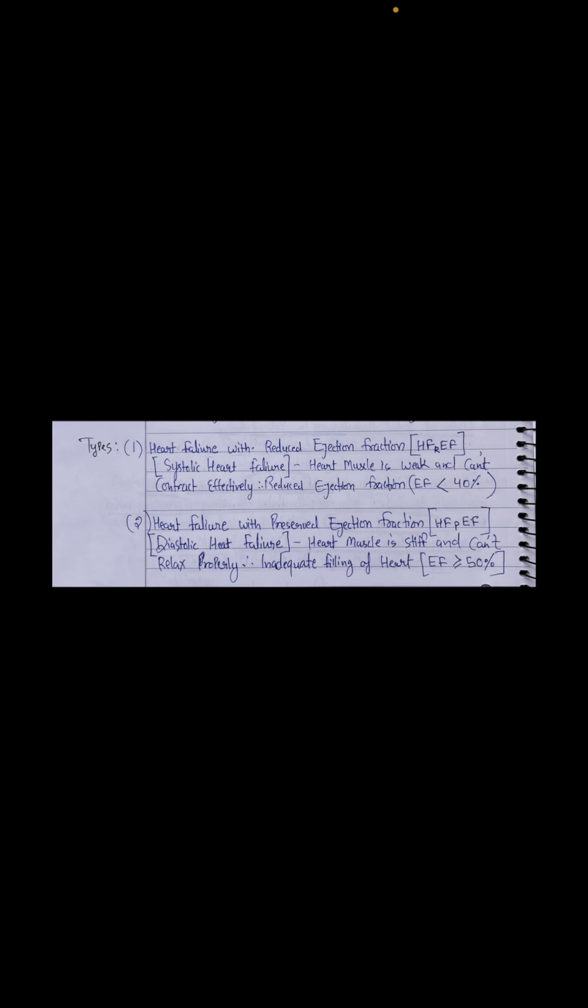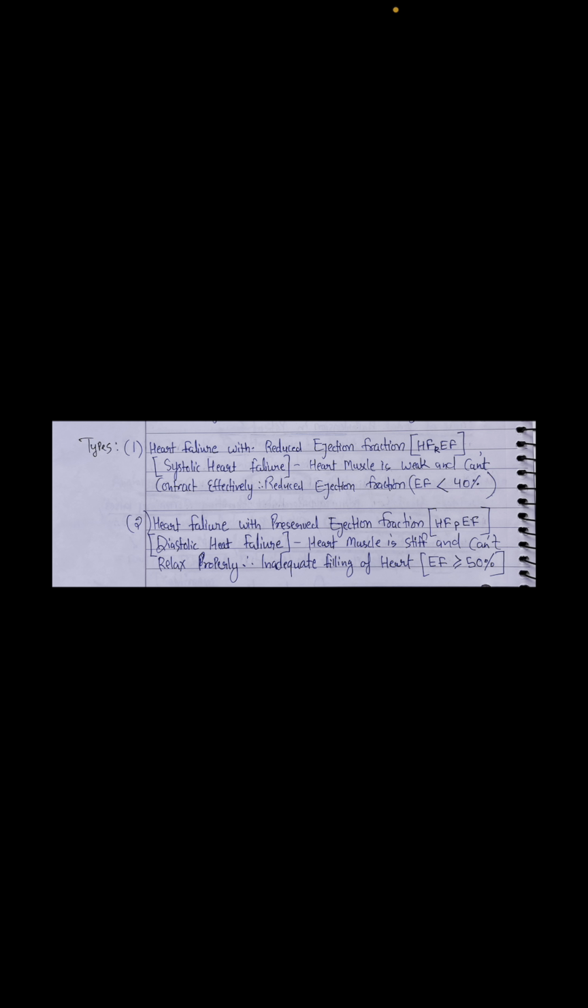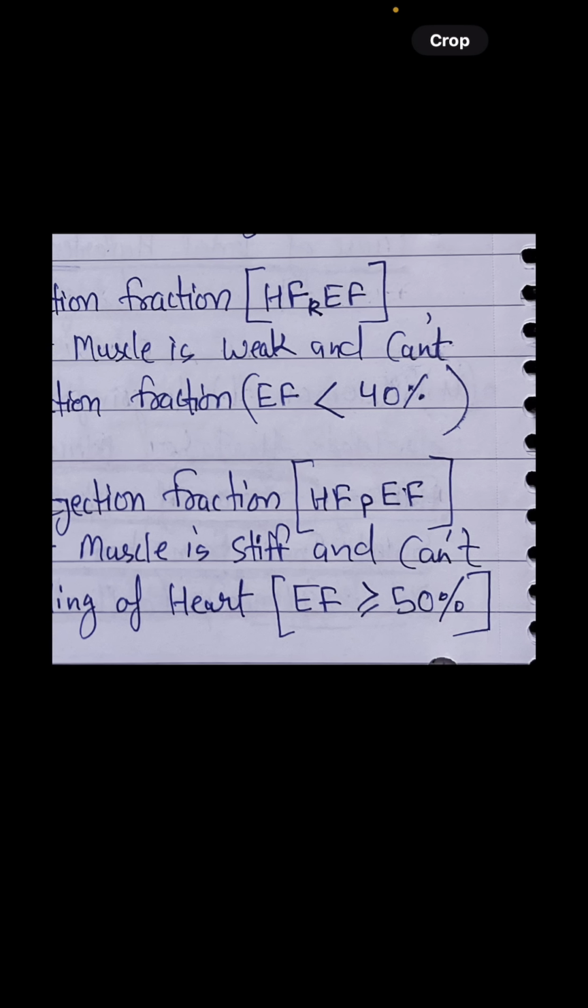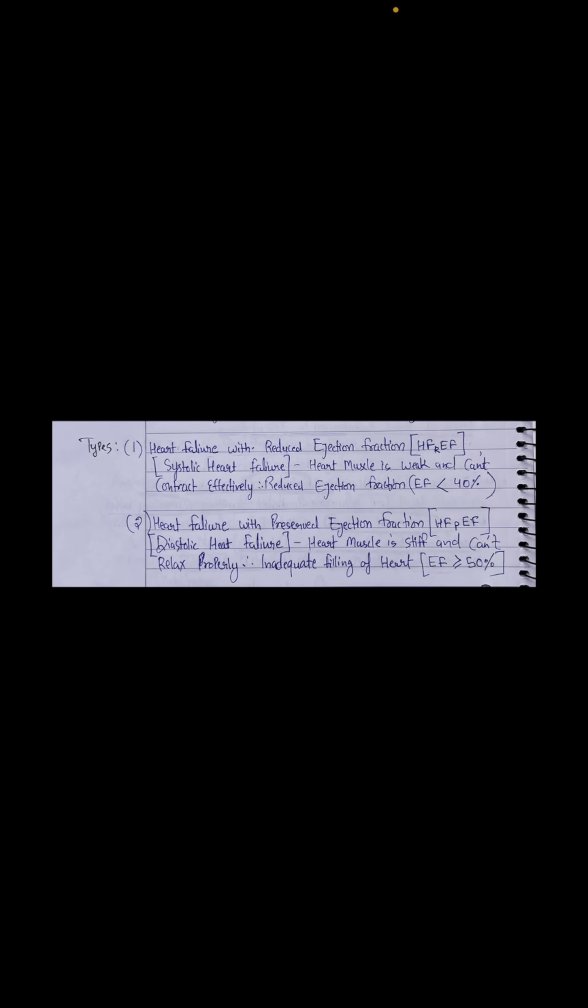It is classified into two types. Heart failure type 1 is reduced ejection fraction. This is systolic heart failure, because the heart muscle is weak and cannot contract effectively. The reduced ejection fraction we will see in the patient will be less than 40%. Type 2 is heart failure with preserved ejection fraction. This is diastolic heart failure, where the heart muscle is stiff and cannot relax properly. It leads to inadequate filling of the heart, but failure is still there. The ejection fraction we will see in this case will be 50%. And next, let's see some cases.